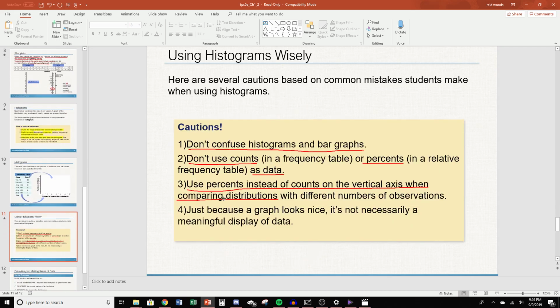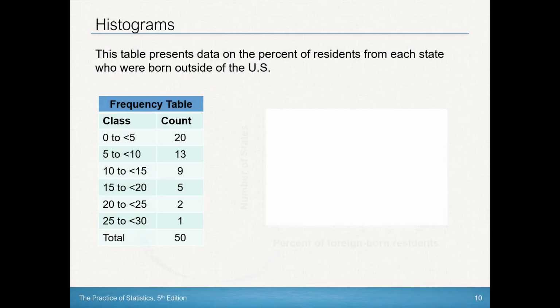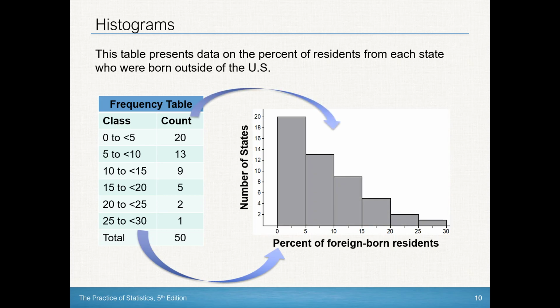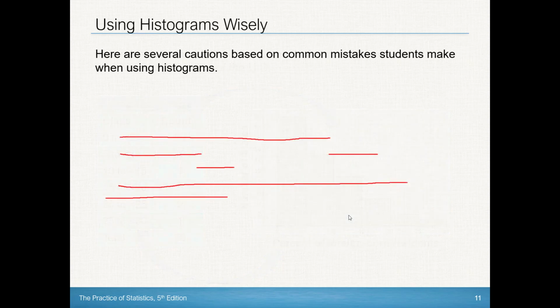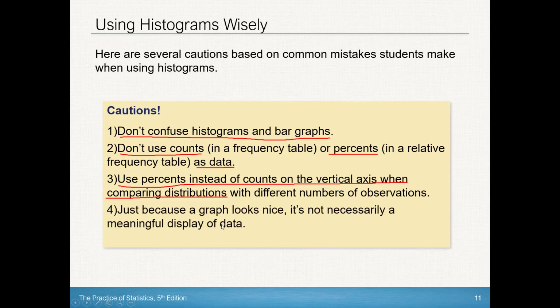So let me go back up to this. It's going to draw it for us, and this is exactly what your calculator would do for you if you wanted a histogram. Okay, that is how you'd make those. We're going to practice that more in class. There's a couple things to keep in mind that I've underlined here, and we don't have to talk about number 4, but there's some cautions.